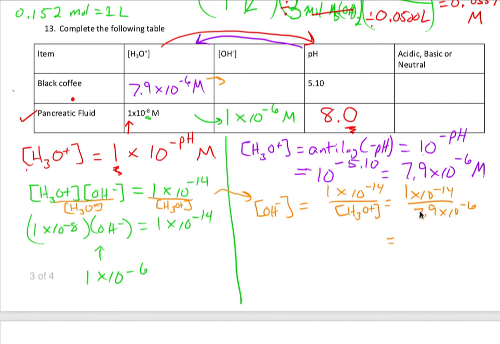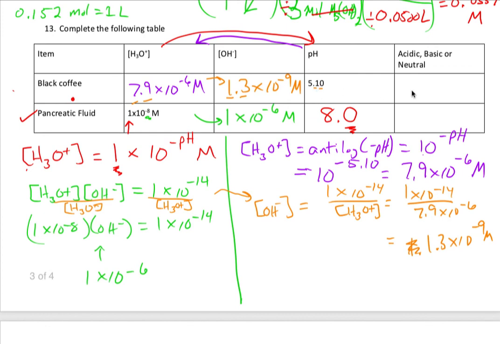And the final answer here is 1.3 times 10 to the minus 9. And you can always double check your work here. If you multiply those two numbers together, it should give you the 10 to the minus 14 value, and it will. Last word on this, sig figs, just like here. I said the number of decimal places on the pH value indicates how many digits you use in your hydronium and hydroxide values.